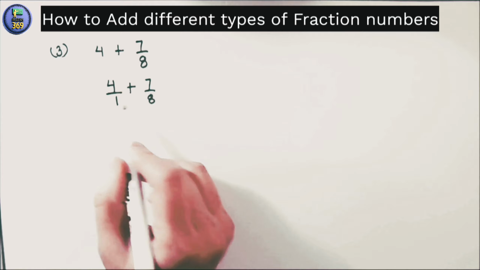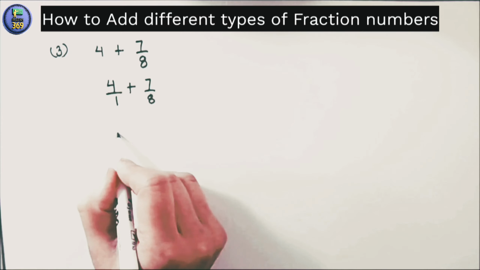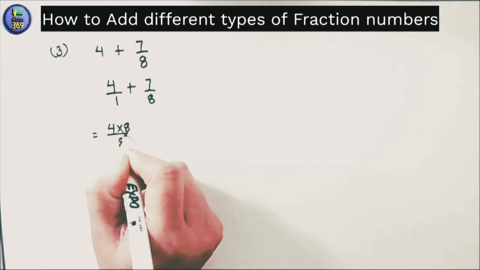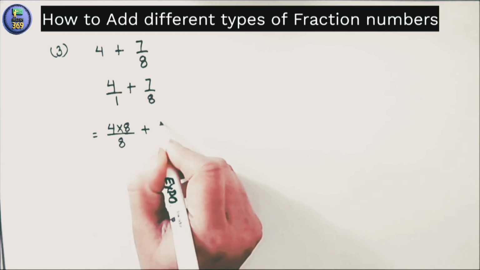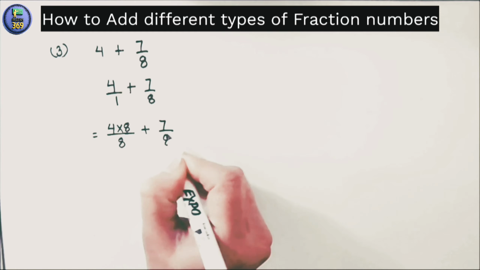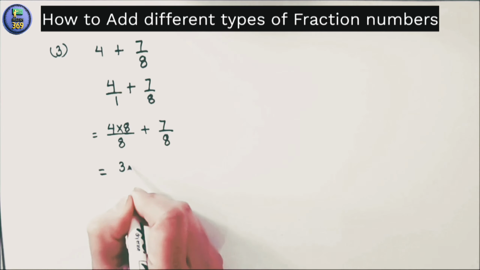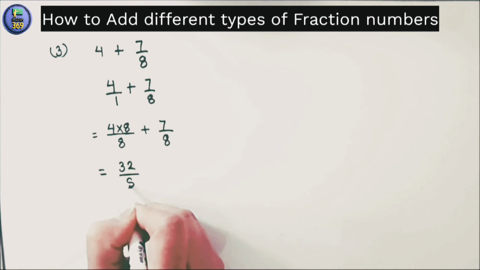Now as this is 1 and this is 8, the LCM will be 8. So 1 times 8 is 8, so the numerator will be 4 times 8. And the second fraction will be 7 by 8, because 8 is the LCM. So 4 times 8 is 32. So this is 32 by 8.